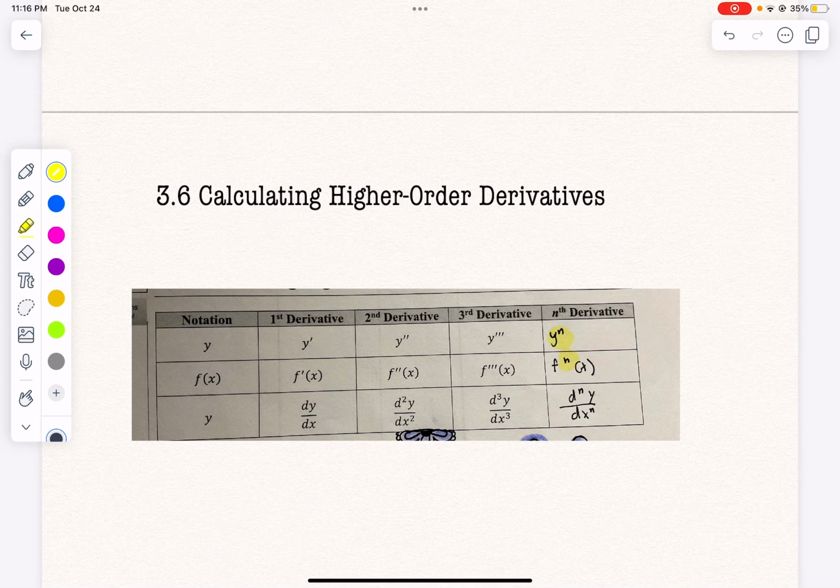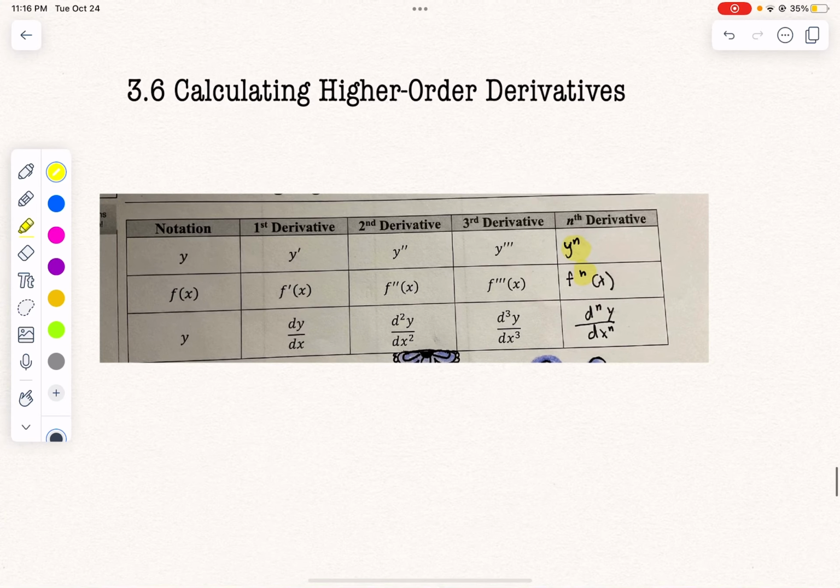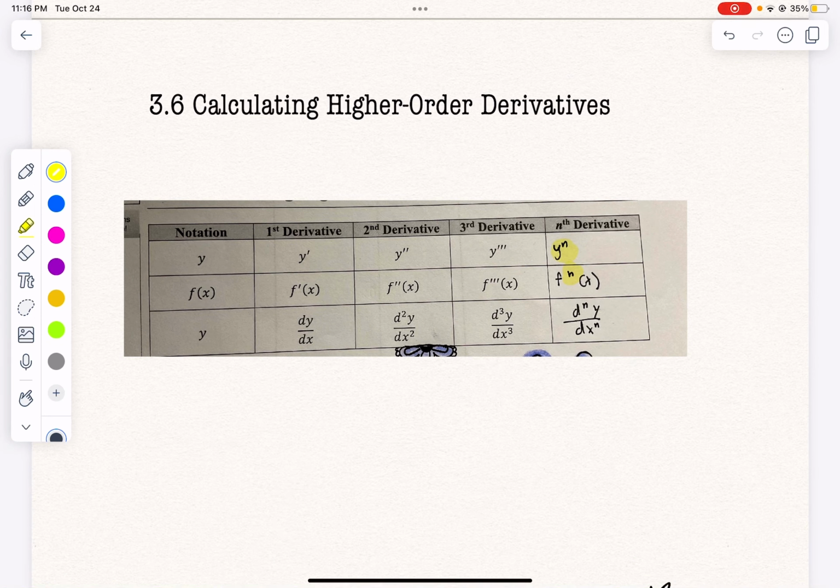So basically, with doing these higher order derivatives, you are just finding the derivative of the derivative of the derivative. Which is why, when you see word problems, it's going to be like rates. It's going to be like books per day per day. You would literally find the derivative of the derivative.